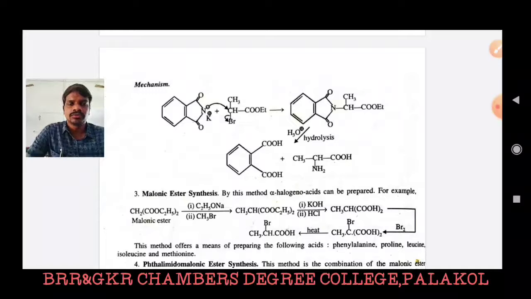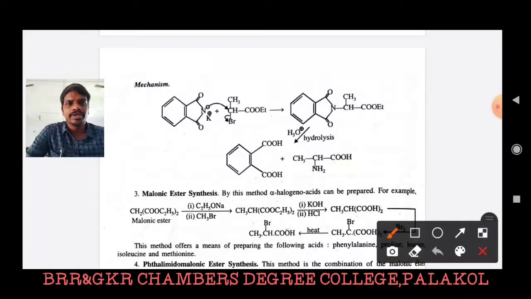So now this phthalimide is treated with alpha halo carboxylic ester. In the first step, the Br minus undergoes cleavage as a nucleophile, and then the carbon gets positive charge. Now the phthalimide nitrogen has a negative charge, so it acts as a nucleophile. The nucleophilic center of the nitrogen attacks the electrophilic center of the carbon, then we get a substituted phthalimide.